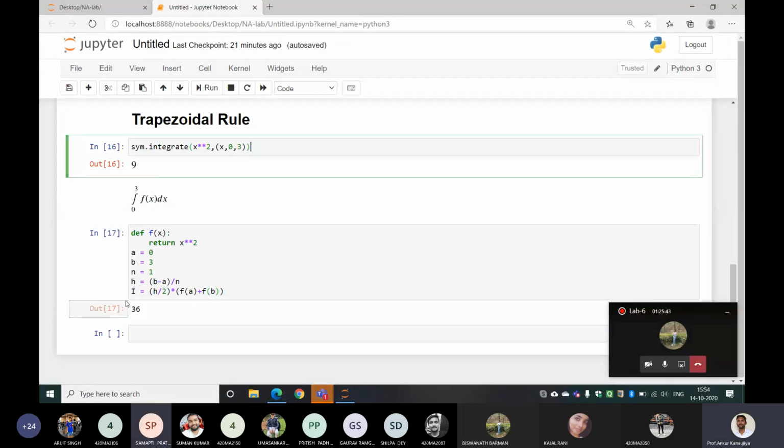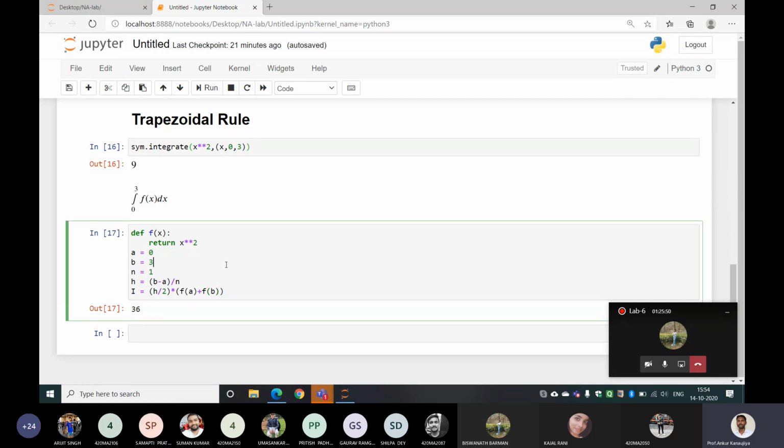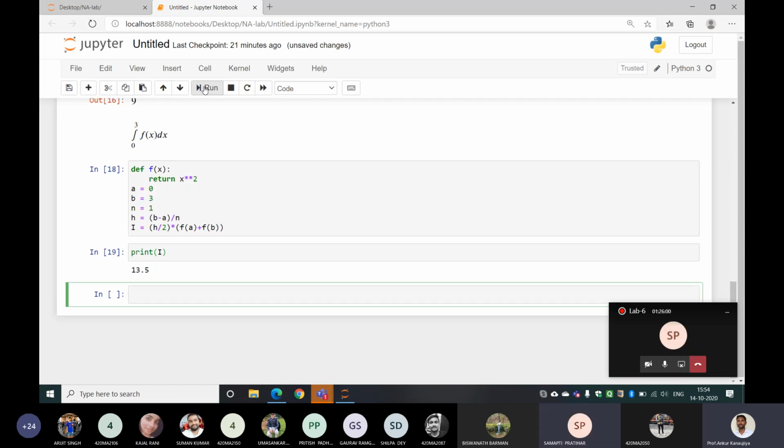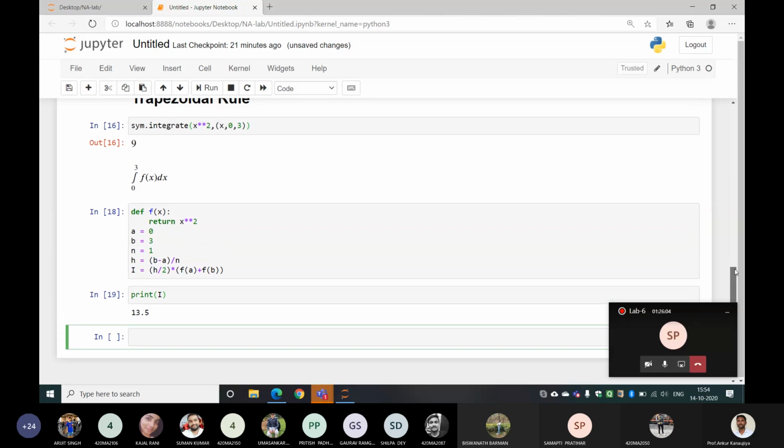So now let me run this. What will be the correct answer? Can anyone tell? It is 9. Now let us see what this trapezoidal rule will give. I will print I here. Print I will display the answer. So it is giving 13.5.